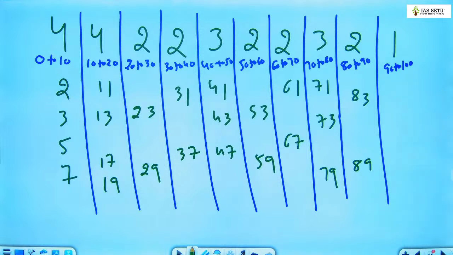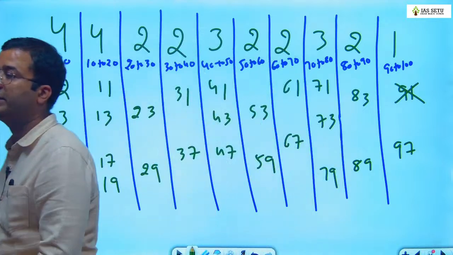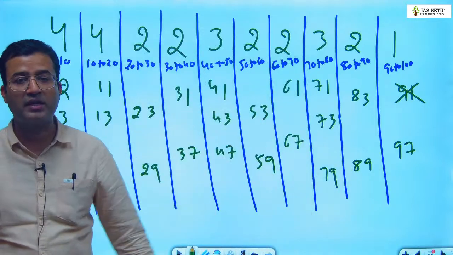In 90 to 100, some make the mistake with 91, but 91 is divisible by 7 and by 13. So 91 is a composite number here. 97 is the only prime number between 90 and 100.